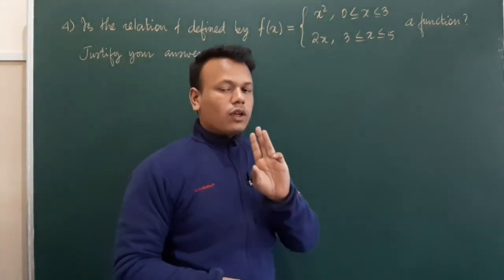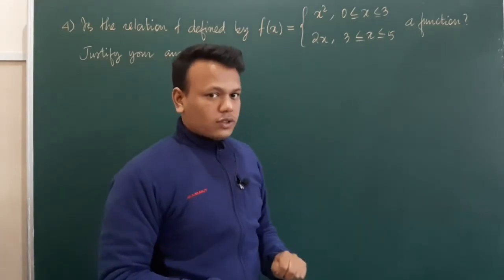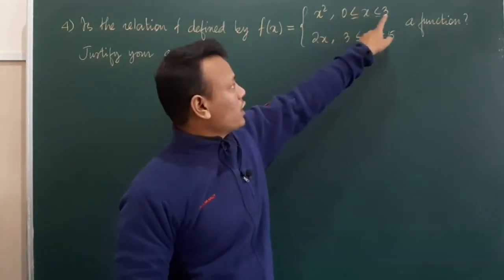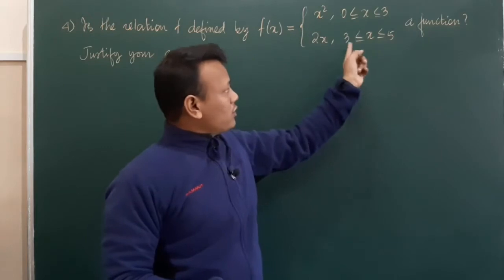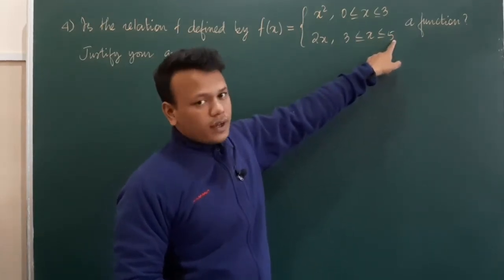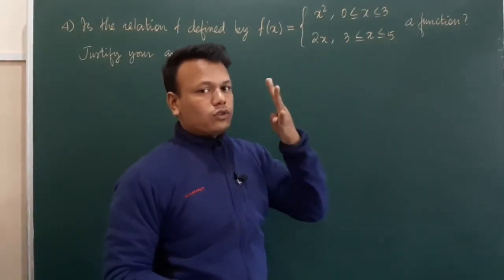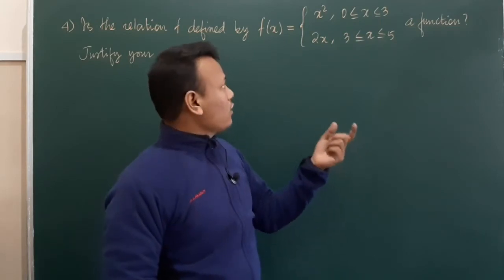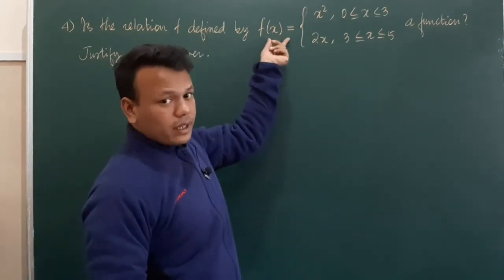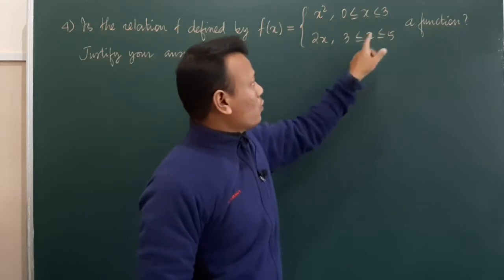Okay, so there are basically 4 points given to us. One is 0, another is 3, another is 3, and the last one is 5. So there are 4 points given to you. Let's check what is the value of this function or this relation at these 4 points.